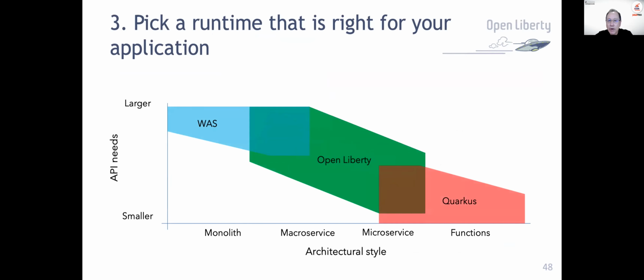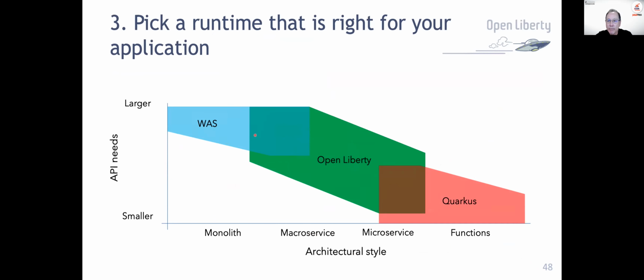So let's go back to our list. Number three is picking the right runtime for your application. So how do we decide? Here's a graph that shows some popular runtimes and where they fit best based on architectural style and API needs of your application.